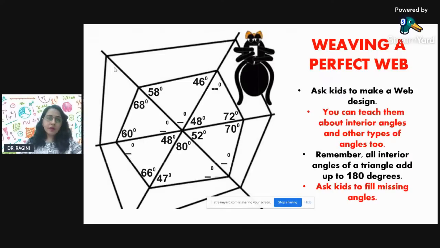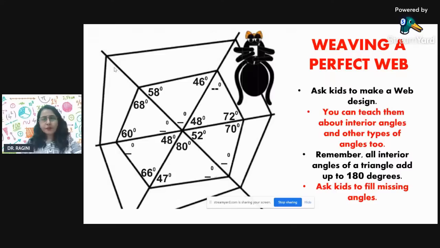Next one. Now, these assignments are not necessary to do only in the class. You can give this as homework. Parents can do it at home. This is weaving a perfect web. So what is this? You can ask the kid to make a web design. And you can teach them about interior angles and other types of angles here.